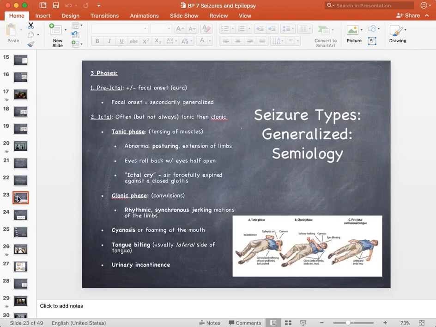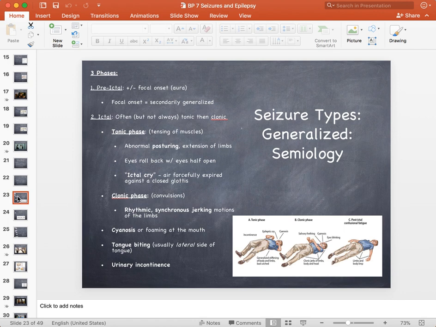All right, going through the semiology of a generalized seizure, there are three phases that can be there. We'll have an example coming up where it's not exactly in the order we're going to go in, but this is the outline. You have your potential for a preictal phase. This is your aura, which many people have, but not everybody. If you have that, it's a focal onset. Then you have your ictal phase, the big part of the seizure. Typically, you're going to see a tonic period, then a clonic period, which we saw in the first video of a seizure.